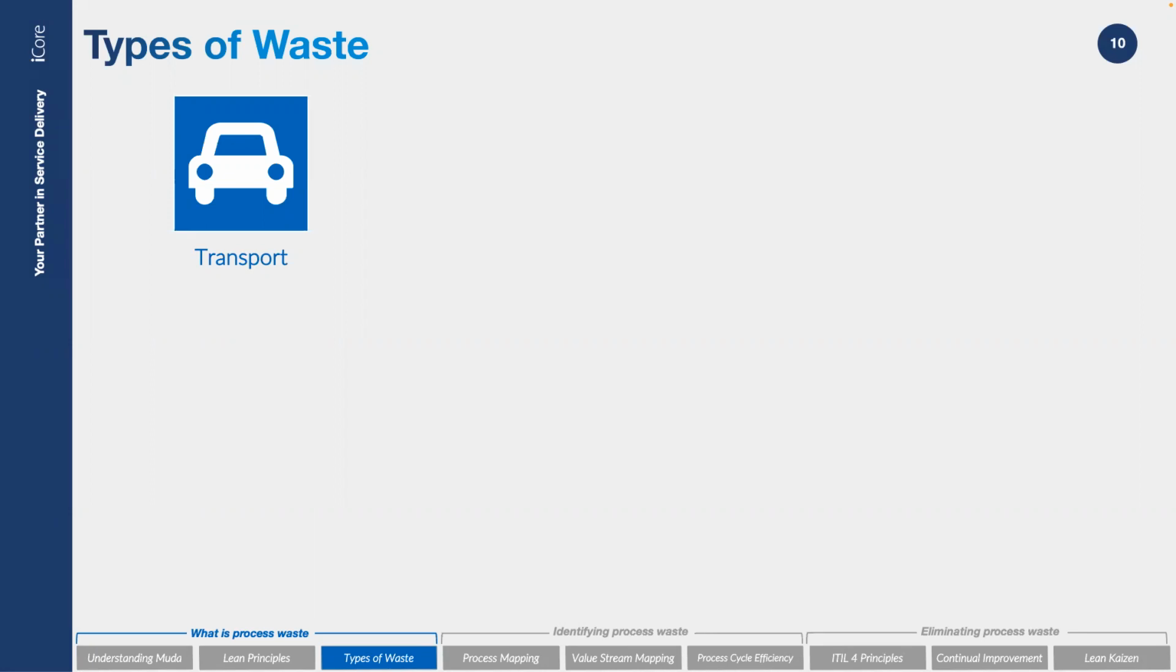By reducing transport waste, IT processes can be improved through streamlining workflows and automating where possible. So we really try to streamline on that. We've got inventory.